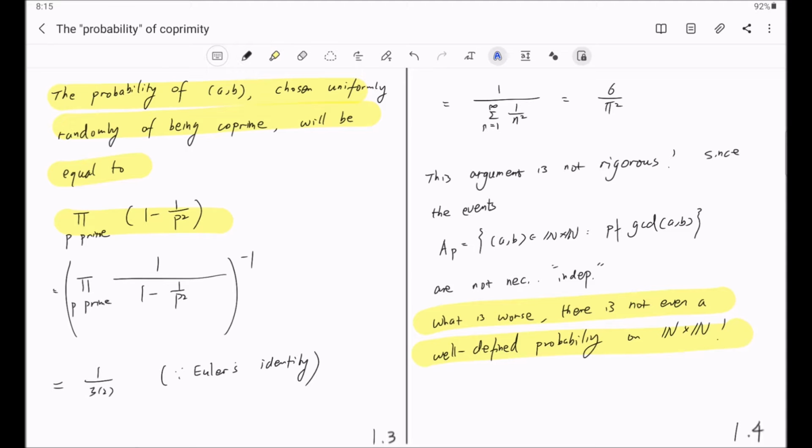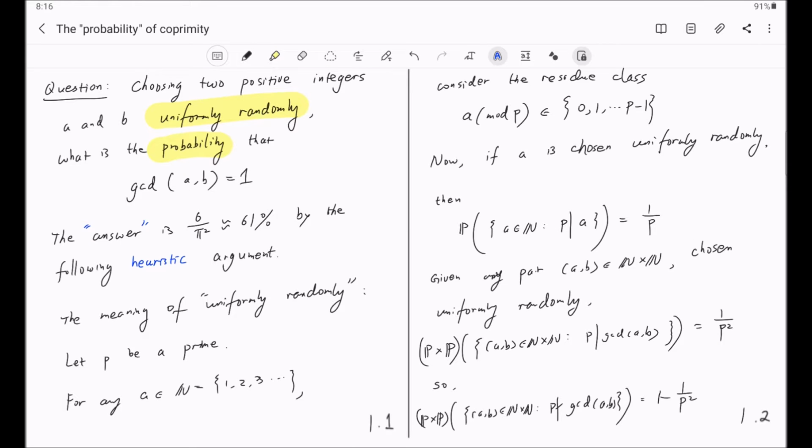The main reason that our argument here is not rigorous is that we are always trying to define a probability on this product space, which is an infinite space. On the other hand, we only know the meaning of uniformly random when the space is actually a finite space. Namely, we can only define a probability that is uniformly distributed on a finite discrete space.